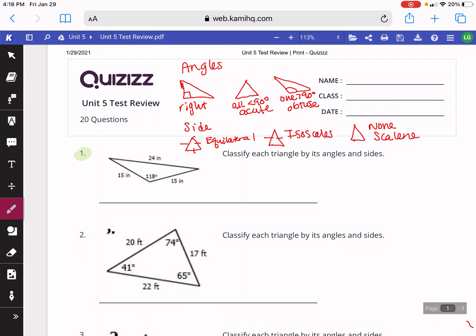So in the first picture, if I look at my angles, I see one greater than 90. So this one's obtuse. And now if I look at my sides, two of them are congruent. So two sides congruent would make this an isosceles triangle.